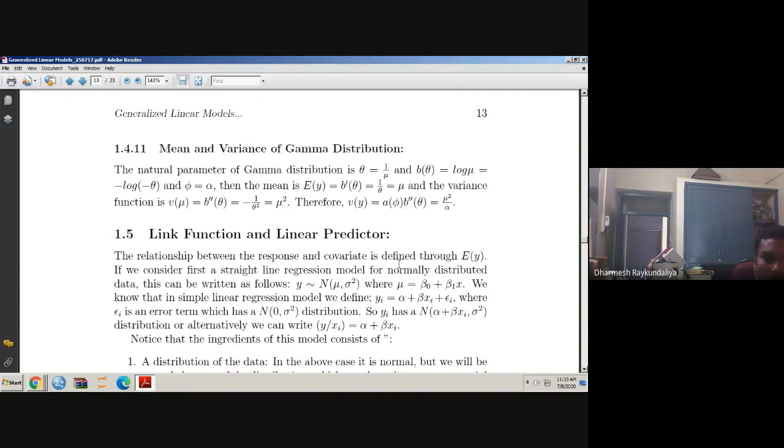Minus 1 upon a positive quantity, so it becomes negative. But we know that the gamma distribution is a non-negative random variable, so how can its mean be negative?